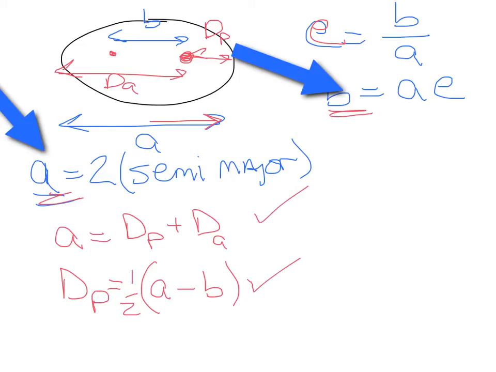Then what you want to get is the D of the aphelion, which is the longer distance. It's just going to be equal to A minus D of P. And that will give you this piece here. Hope that helps.